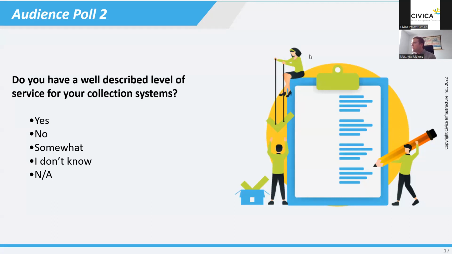All right, so it looks like we got a pretty good trend. There's a few people that are not really sure, which is fine. Majority, over 60%, said somewhat. So it sounds like there's maybe some systems or one part of the system or another where there's a fairly well described level of service. One person said no. Two people said yes. So maybe at some point we could connect with those people and understand what kind of language and documentation is out there for those systems.